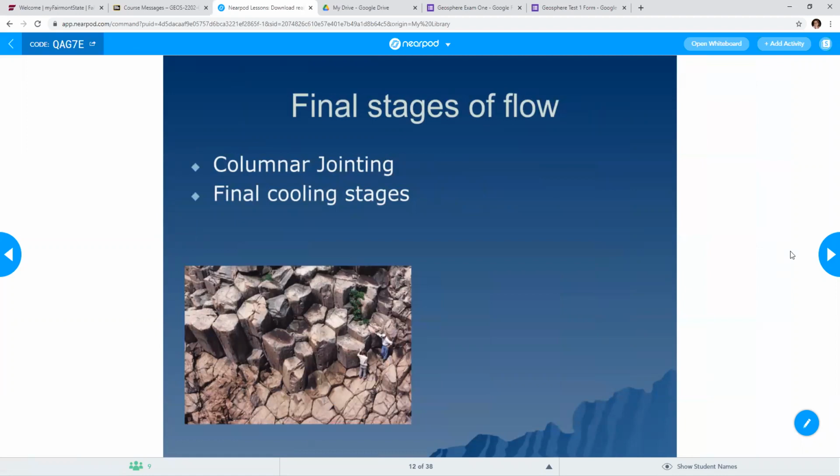All right. And at the very final step with basaltic lava, it cools down and you get something called columnar jointing. And all that means is that it cools down in a large column. If you've ever seen Devil's Tower out in a state that I can't think of right now, it's out west. But if you look up Devil's Tower, it is a whole giant thing of columnar jointing. It's pretty cool. It just cools in big columns. That's all those are.